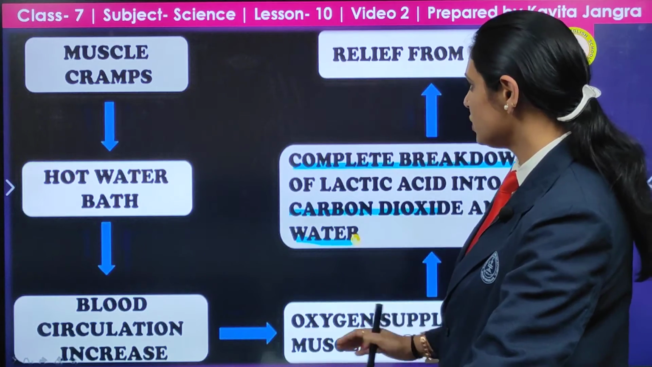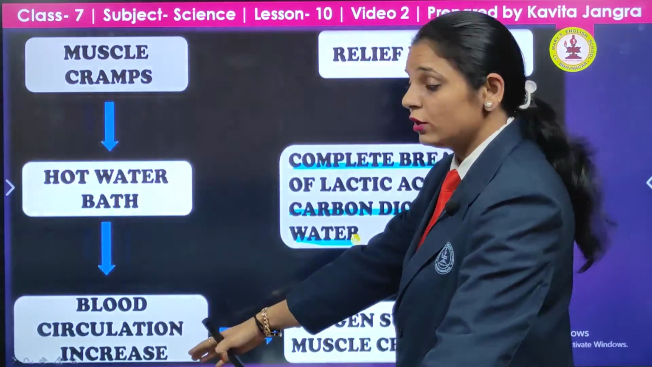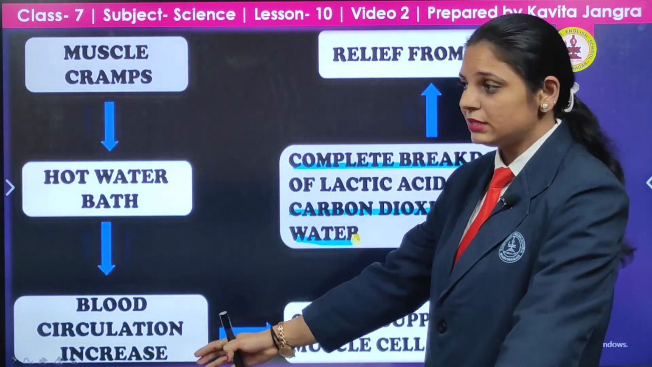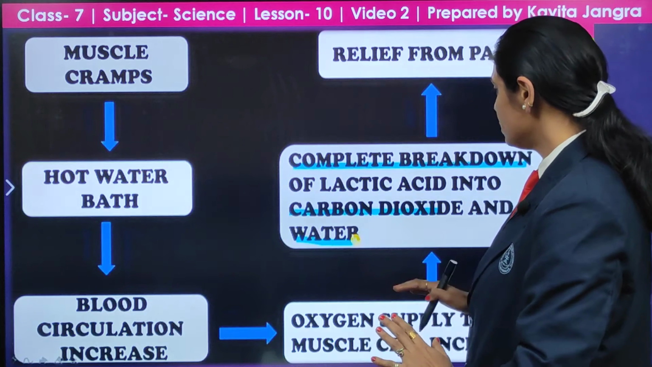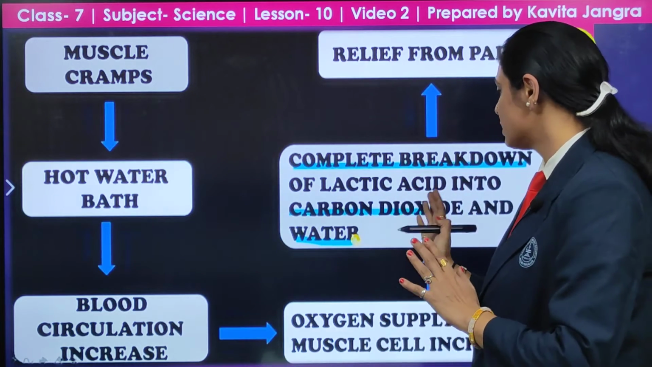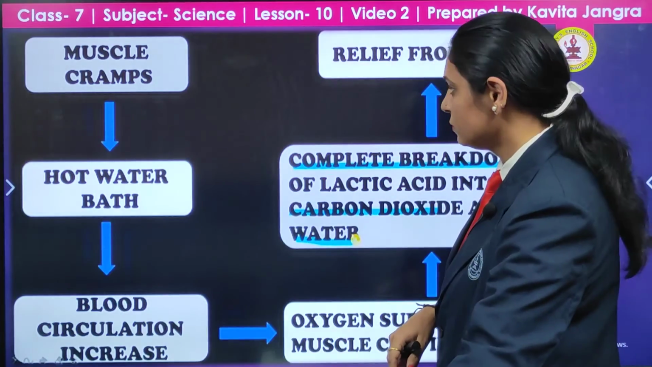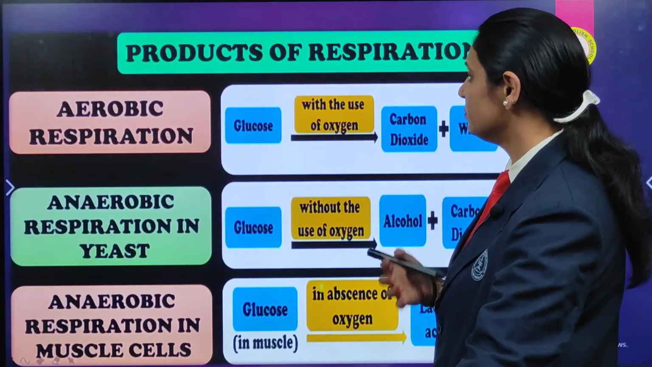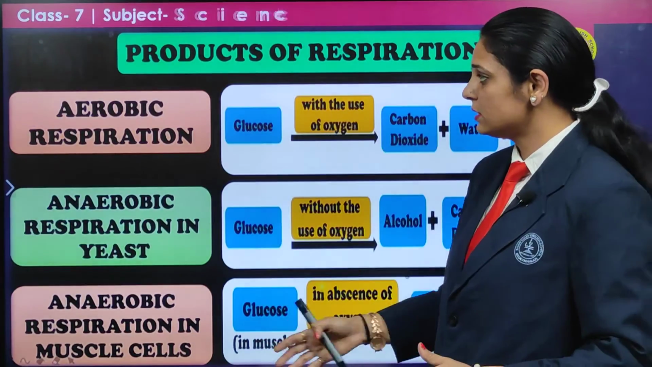This is again a flow chart that tells you about muscle cramp and the hot water bath. What will it do? It will increase the blood circulation, and it will increase the supply of oxygen to that area, to the muscles. That's why there is a complete breakdown of lactic acid into carbon dioxide and water, and ultimately we get relief. So it can be asked how we get relief from muscle cramp. The end products of all these are very important.